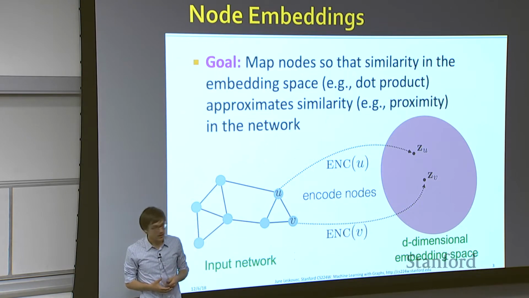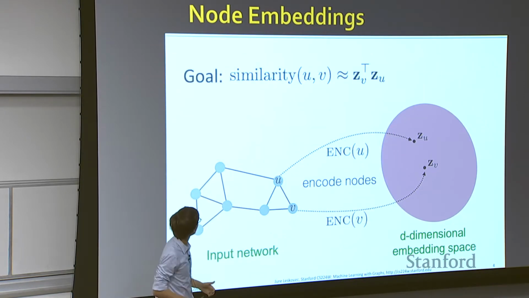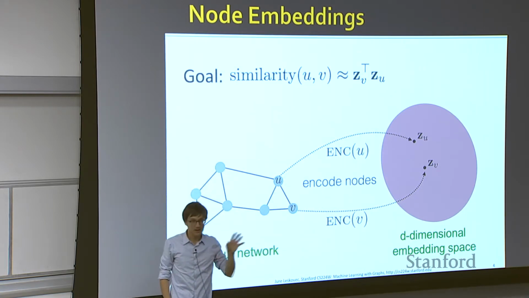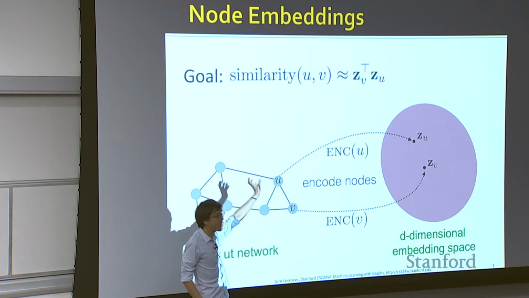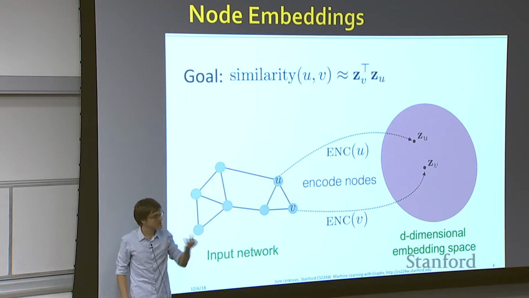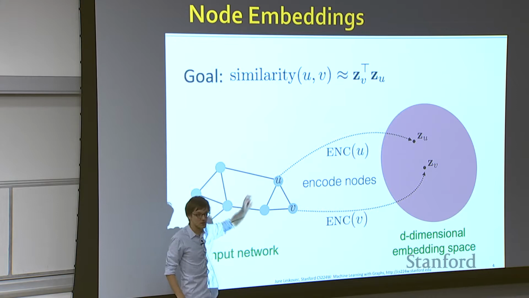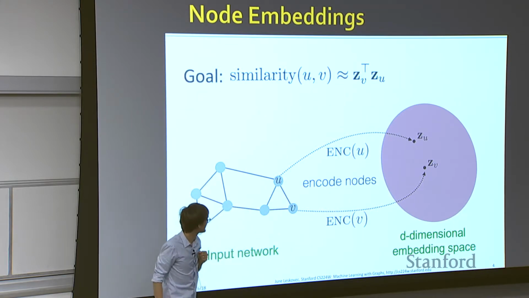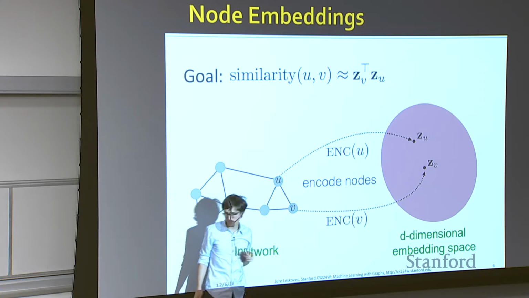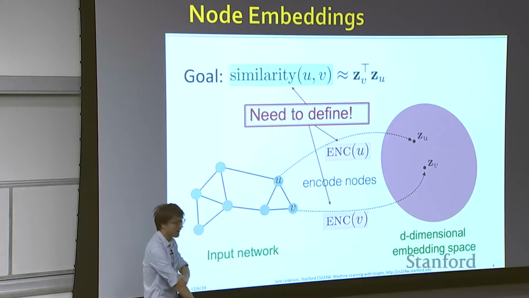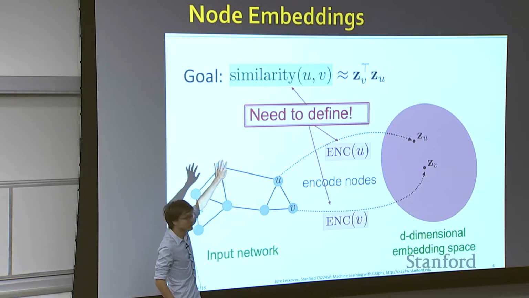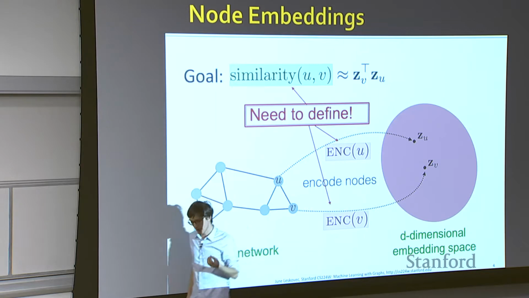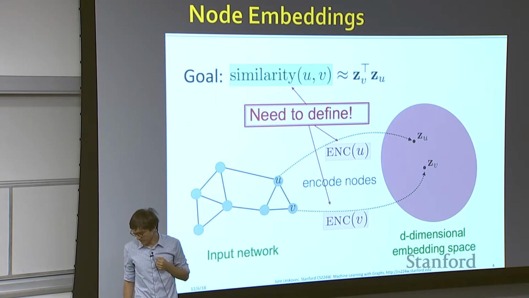So that's what we are trying to do. As we talked about on Tuesday, the similarity in the network, whatever that really means, will be mapped into the similarity of these two objects in the embedding space. Here, that is just a dot product, so it's a cosine similarity, nothing too fancy. The fancy part is this mapping function. What do we need to define to make this work? We need to define the notion of similarity of the nodes, and then we need to define how this encoder function takes the node and maps it.